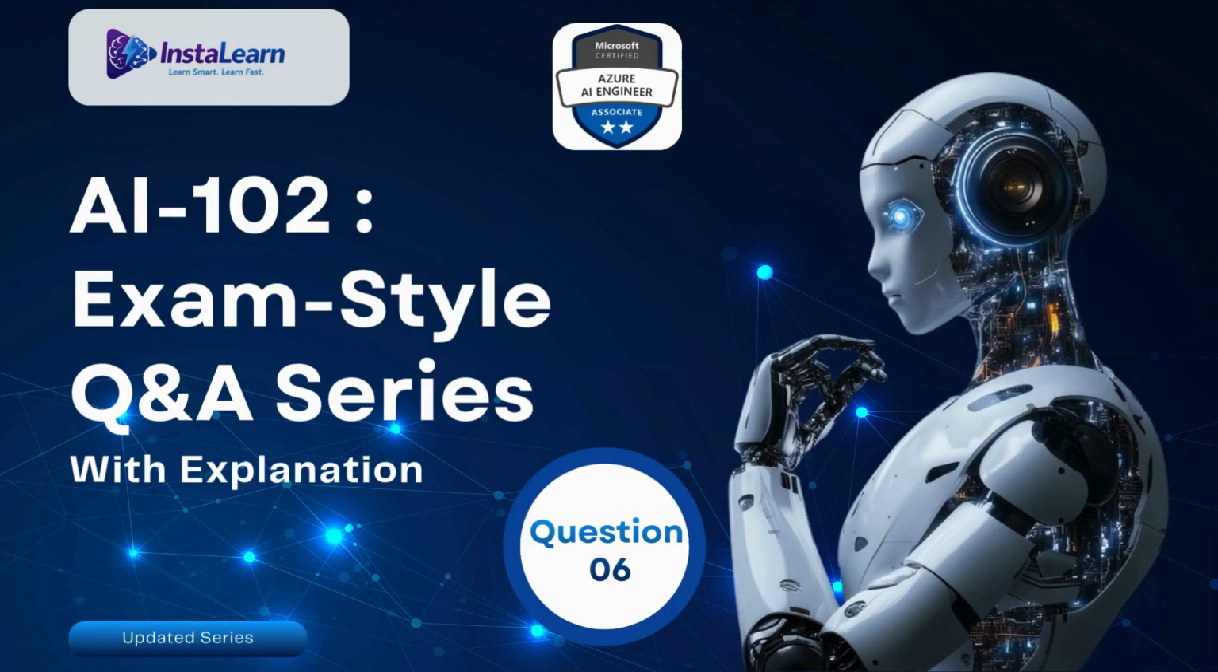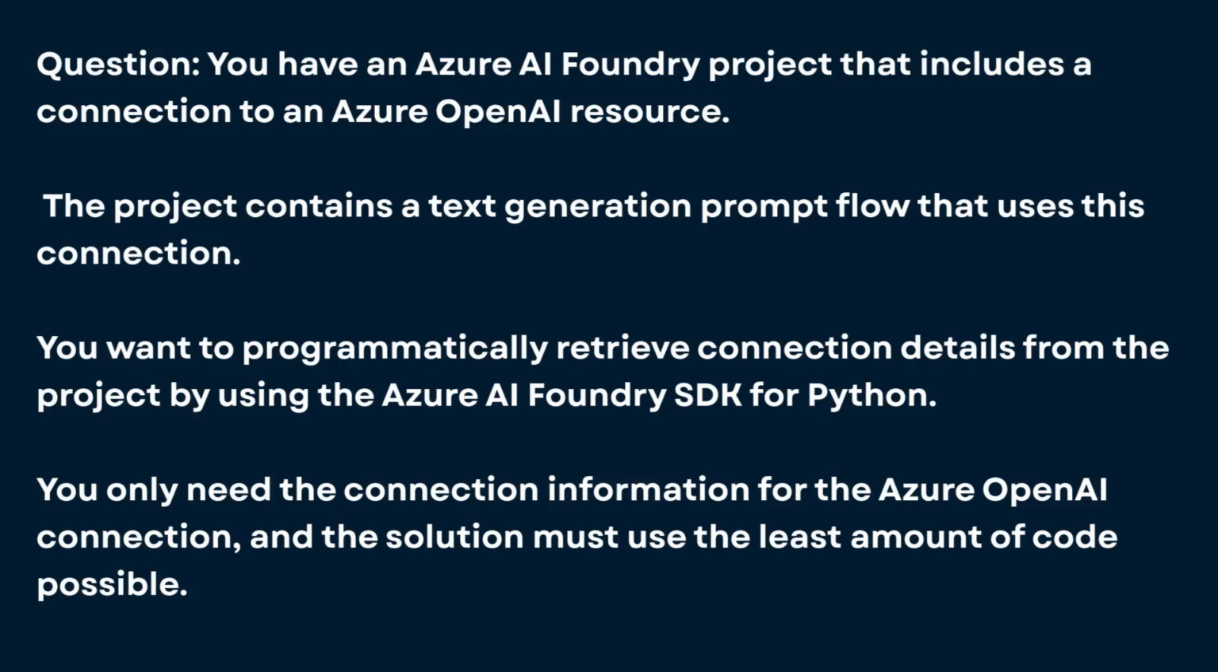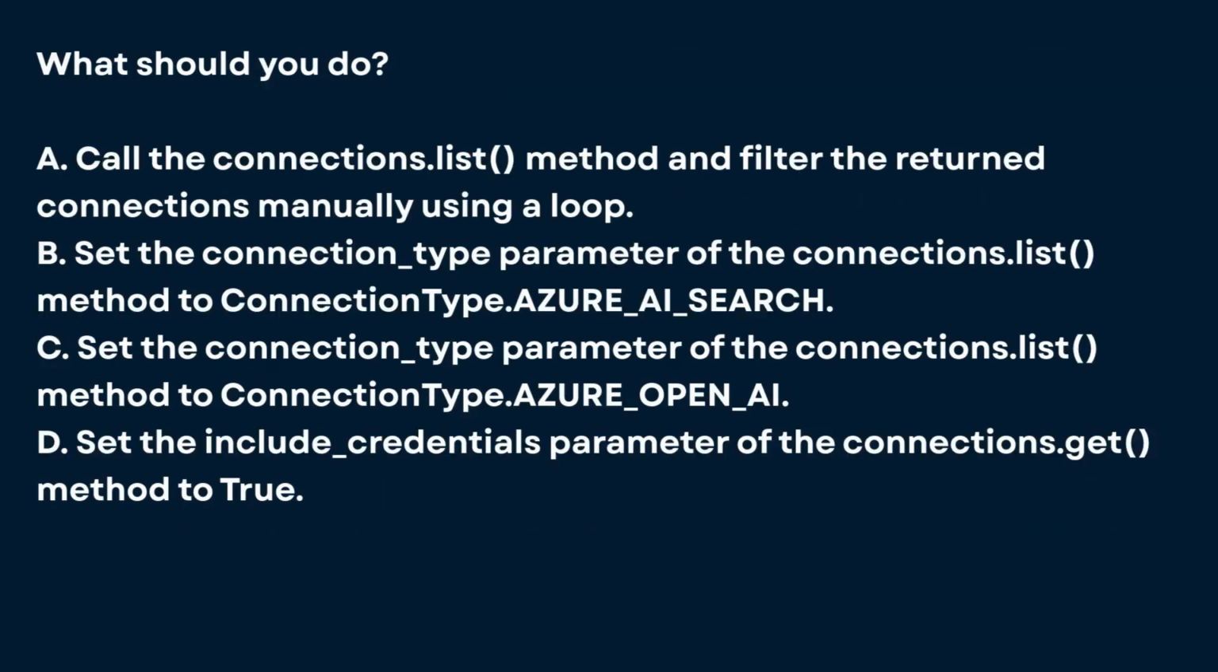Here's question 6. You have an Azure AI Foundry project that contains a connection to an Azure OpenAI resource. The project includes a text generation prompt flow that uses this connection. You want to programmatically retrieve the connection details using the Azure AI Foundry SDK for Python. You only need the Azure OpenAI connection, and you want to use the minimum amount of code. So the question is, what should you do?